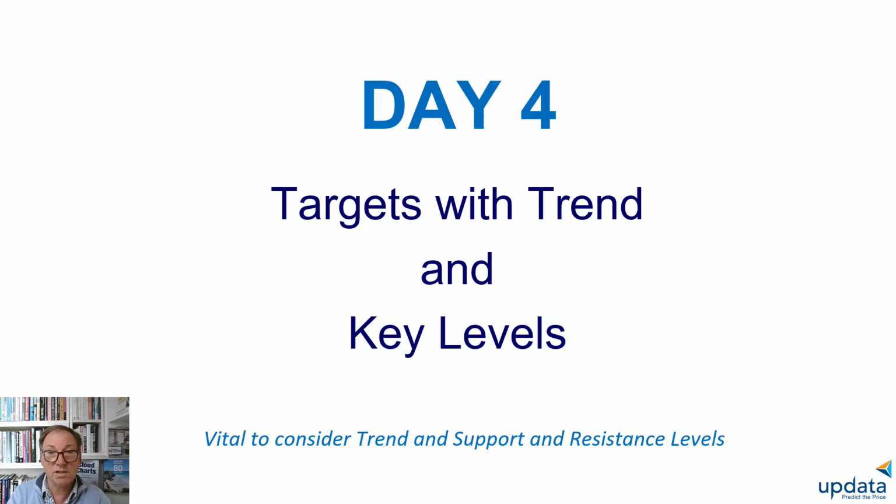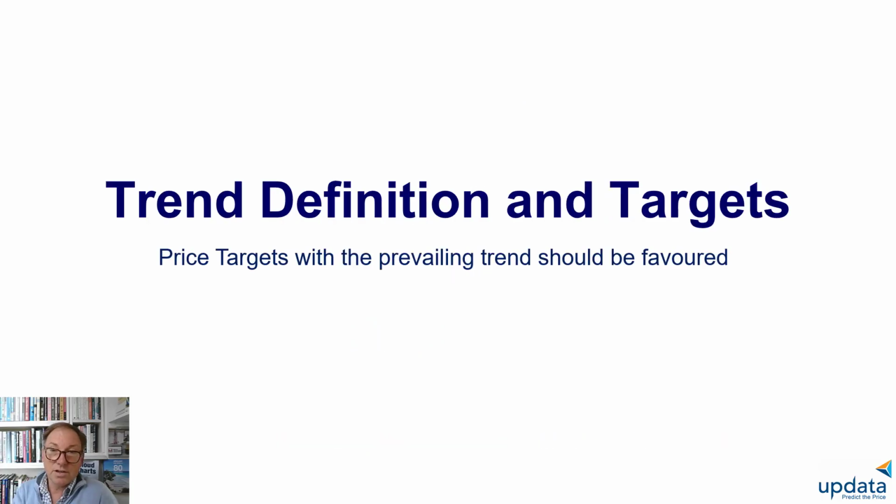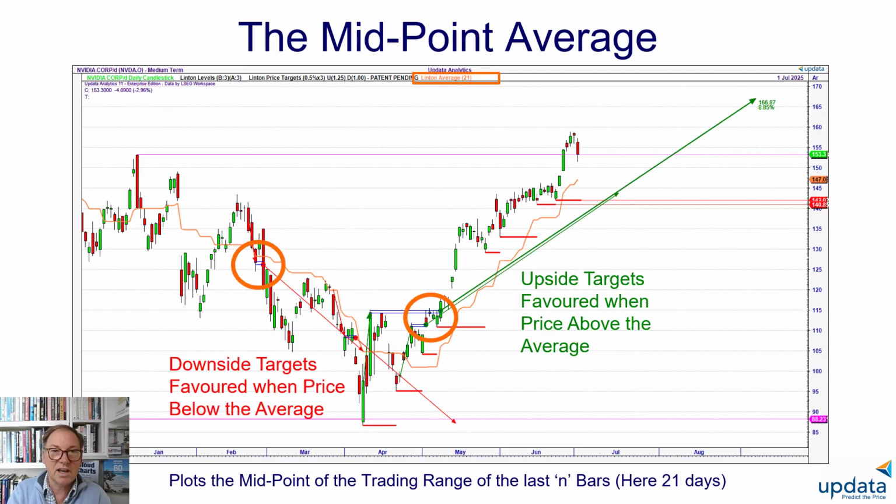So it is vital to consider trend and support. So trend definition and targets. Price targets with the prevailing trend should be favored. And that's the thing. I will get sometimes someone saying, oh, the target didn't work. You say, yeah, we're in a downtrend and you had an upside target. You have to discount targets against the trend. Doesn't mean that they won't be met. It's just that you can't give them the same level of weight.